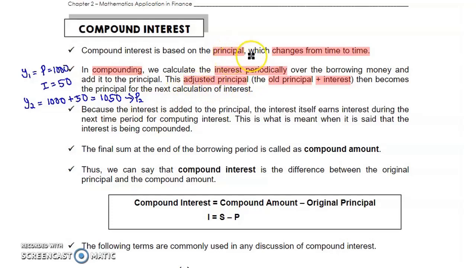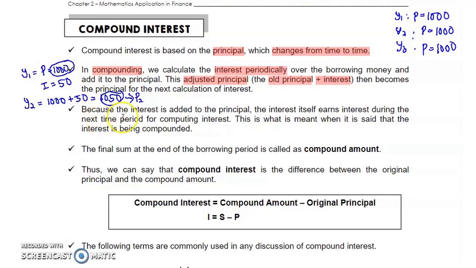Here, the principal changes from time to time, meaning in year 1 our principal is 1,000, and in year 2 our principal is 1,050. That is the difference between compound interest and simple interest. With simple interest, for example, in year 1 your principal is 1,000, and in year 2, year 3, and so forth, your principal is still based on the original principal, which is 1,000. But in compound interest, your principal changes from time to time. So that is the difference.